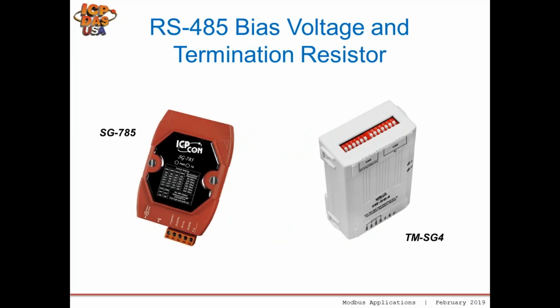For these situations, we have a couple of solutions. The RS485 bias voltage and termination resistor modules we have are a great solution. The SG785 and the TM-SG4 can provide the bias voltage to these modules and termination resistors. So they'll be used for pull high and pull low resistors for making the signal clearer at 5 volts. And it will add termination resistors for proper wiring of the RS485 bus.